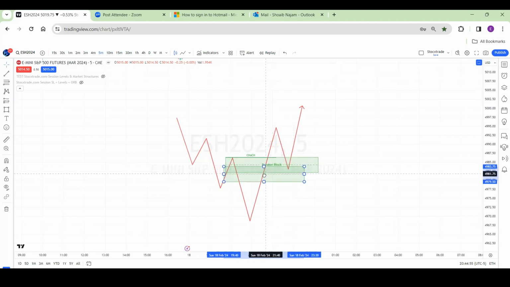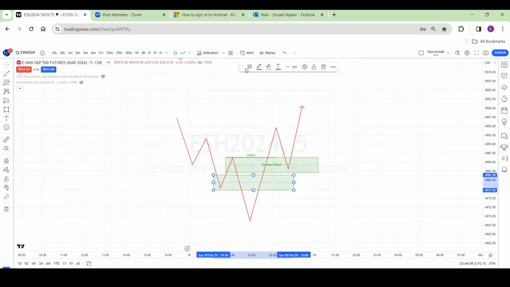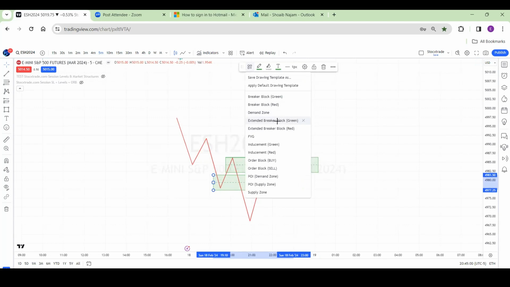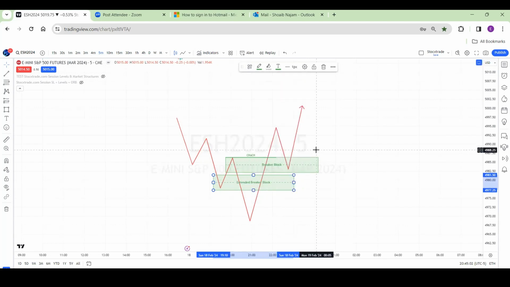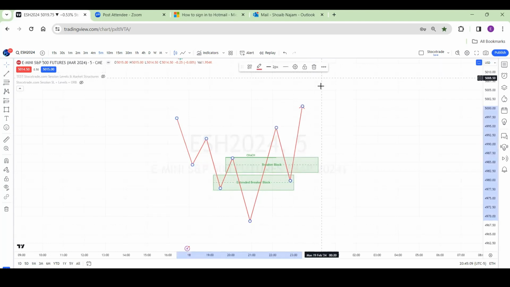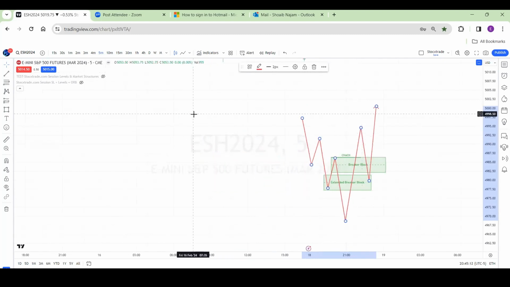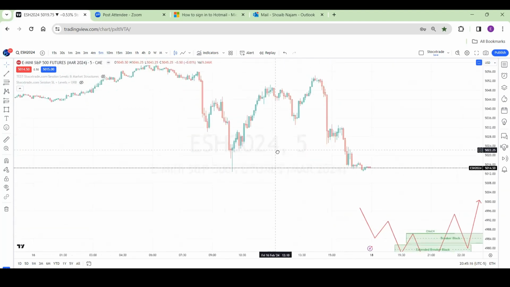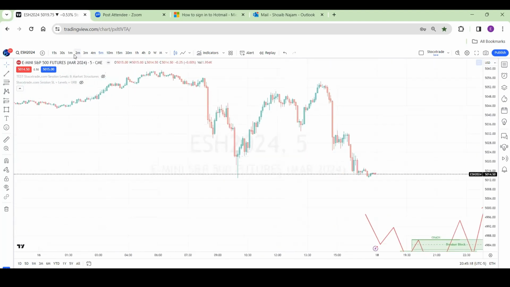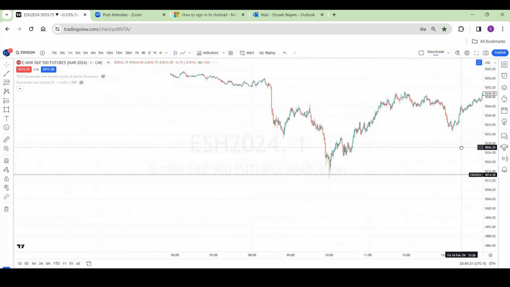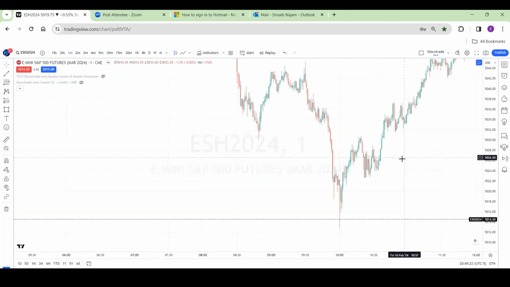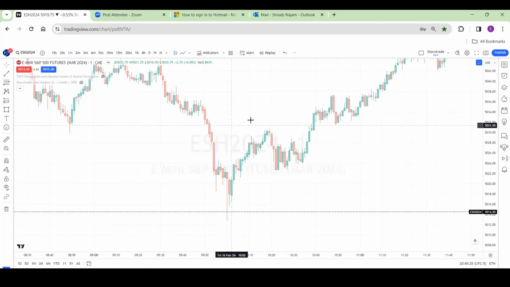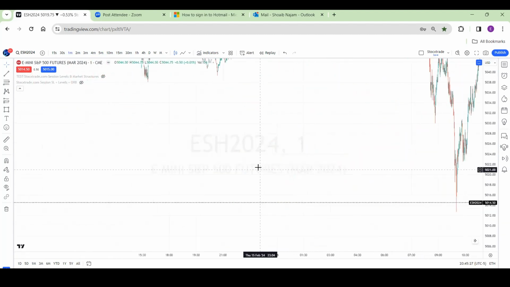But what I'm telling you is the extended breaker block here. It's up to the price, but what I see is that the price usually comes into the extended breaker block zone and then it reverses. It's up to you. If you are just trading with the wicks, or just with the fair value gap, sometimes I trade with just the fair value gap. Nothing on the chart, just the fair value gap and liquidity, because we should know where the liquidity is. Okay, let me show you one more thing.